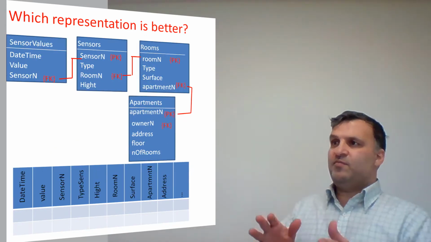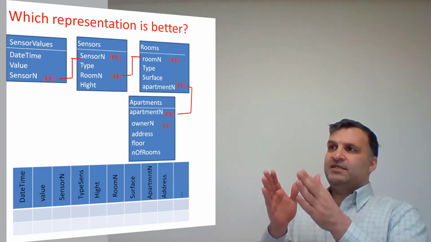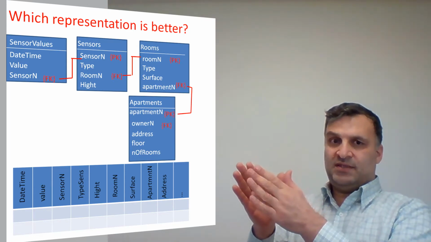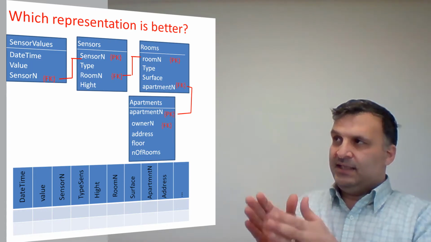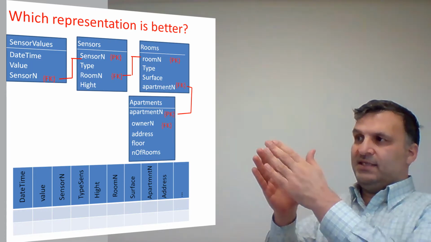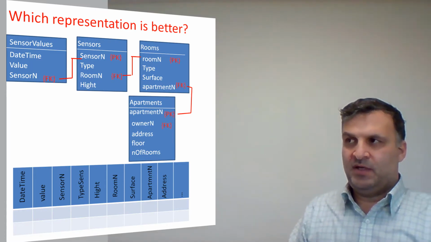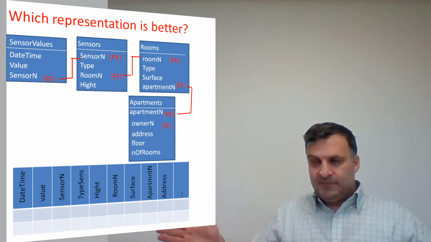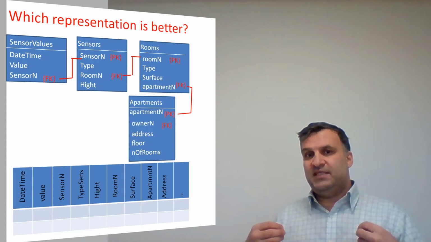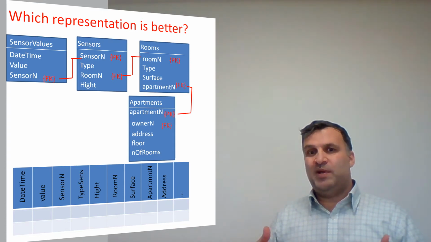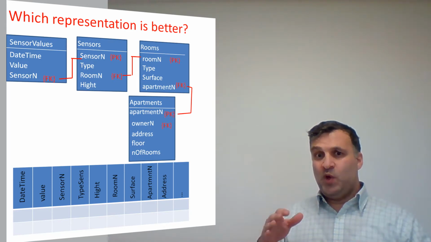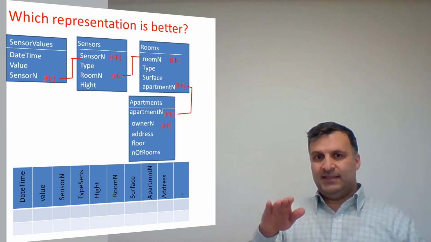Imagine that we have a more complex situation. We have a sensor values table that is related to sensors, and this table is related to rooms, and this table is related to apartments. Also, we can represent everything in one line, but it will not be smart because we will waste a lot of space and we will waste the integrity.